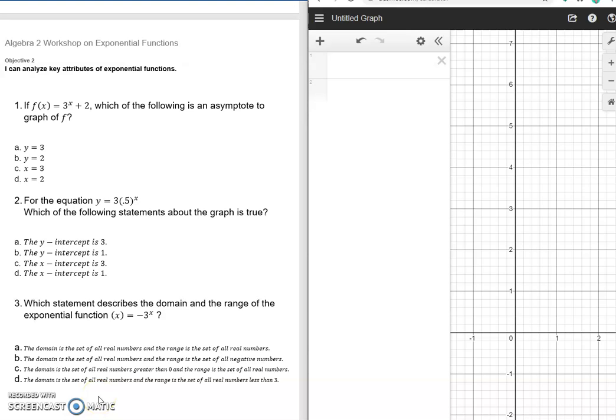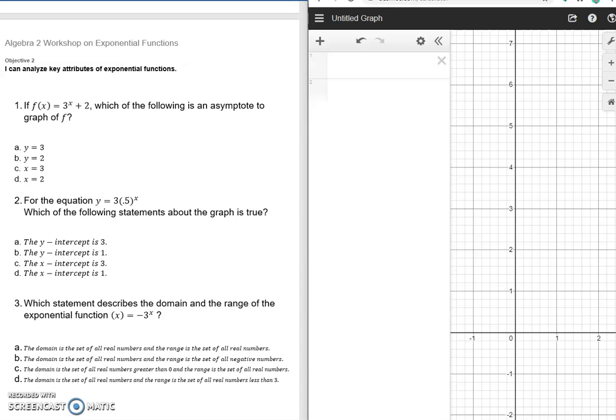Objective number 2, I can analyze key attributes of exponential functions. Number 1, if f of x is equal to 3 to the power of x plus 2, which of the following is an asymptote of the graph f? Guys, this is the asymptote, and the asymptote is equal to y all the time because it's a horizontal asymptote. So this is letter B.